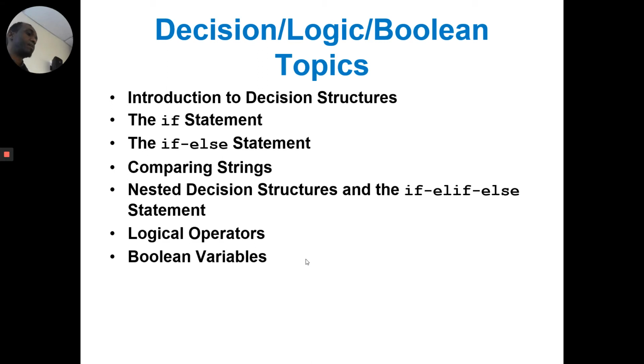Topics. So this is about introduction to decision structure, or what's called selection. So we use the if statement or the if-else statement. Comparing strings means something is the same, something is greater than the other. Nested decisions, if you have a decision inside another decision. Logical operators, and then boolean operators. I think we mentioned this, like true, false statements, and so forth. All right.